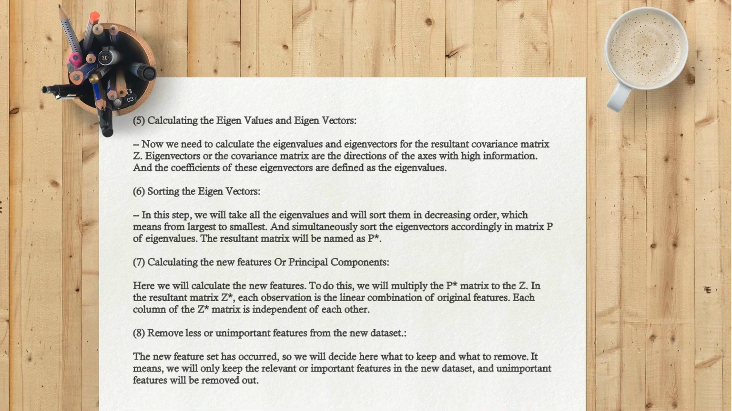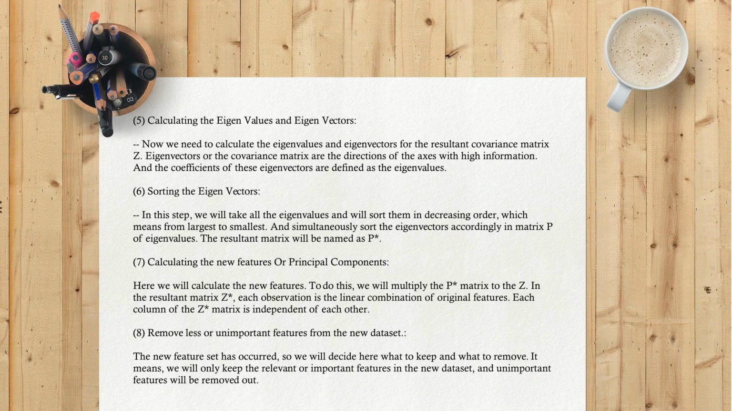5. Calculating the eigenvalues and eigenvectors. Now we need to calculate the eigenvalues and eigenvectors for the resultant covariance matrix Z. Eigenvectors of the covariance matrix are the directions of the axes with high information. And the coefficients of these eigenvectors are defined as the eigenvalues. 6. Sorting the eigenvectors. In this step, we will take all the eigenvalues, and will sort them in decreasing order, which means from largest to smallest. And simultaneously sort the eigenvectors accordingly in matrix P of eigenvalues. The resultant matrix will be named as P.